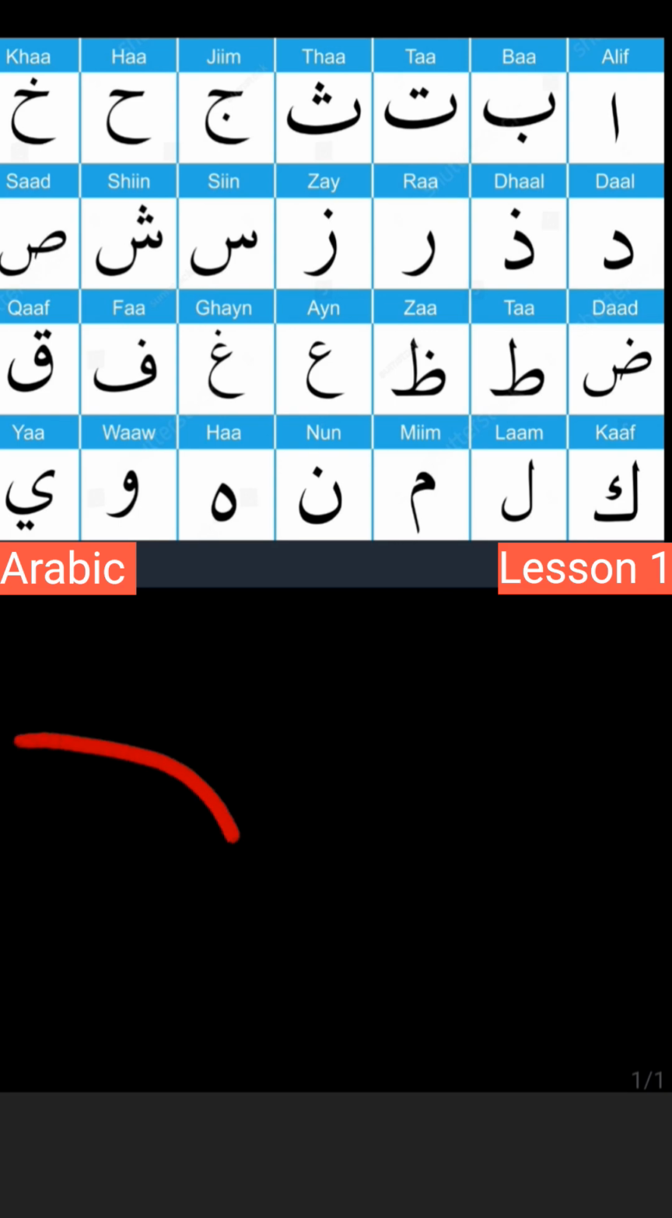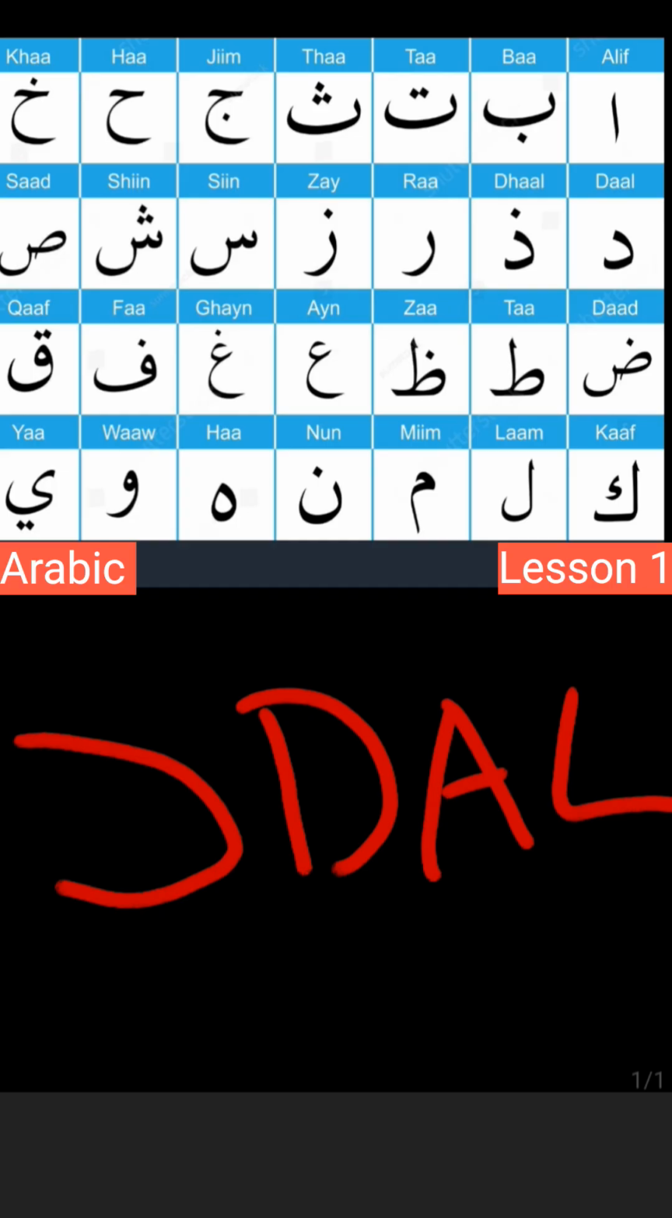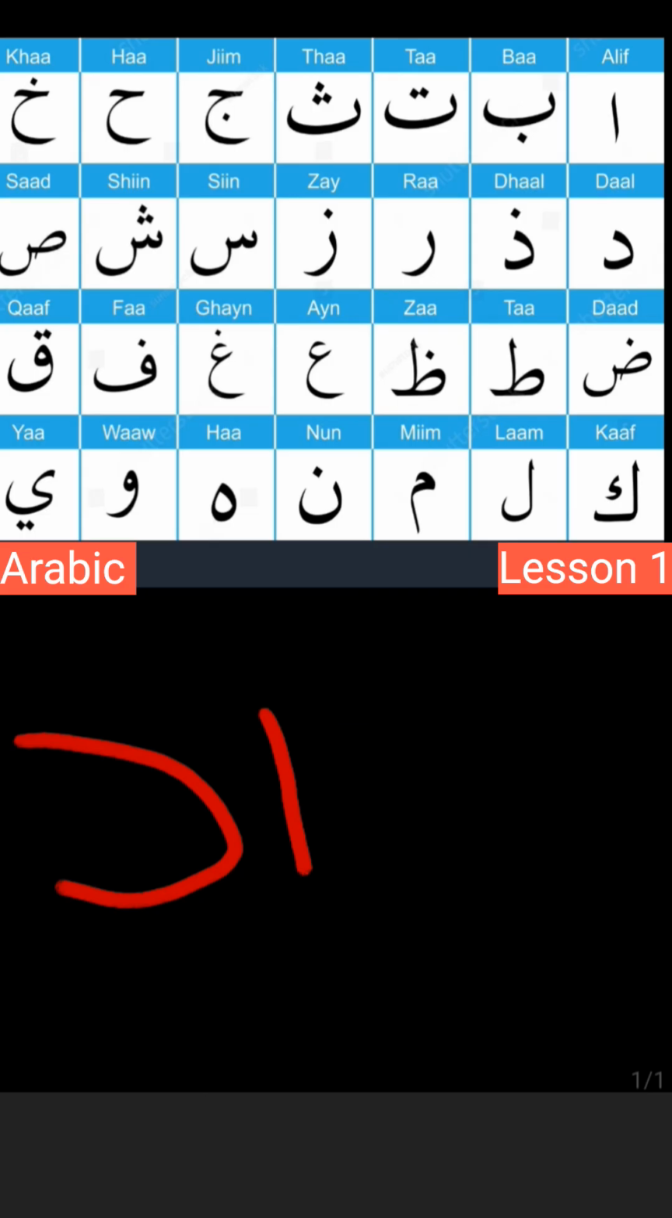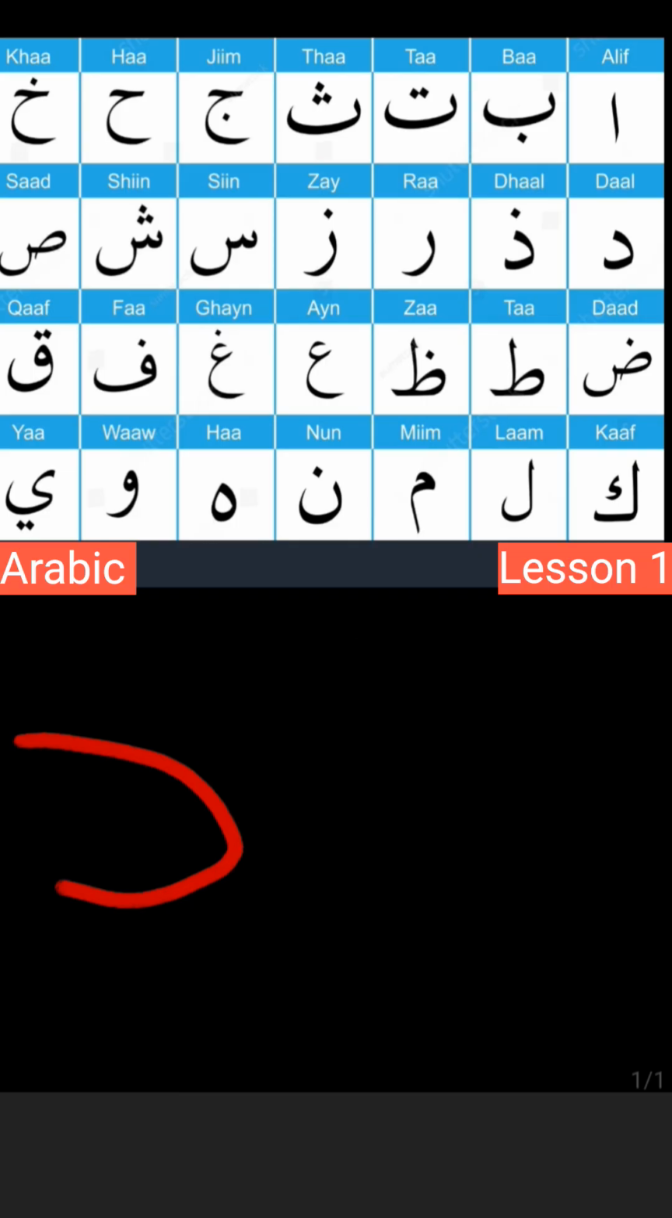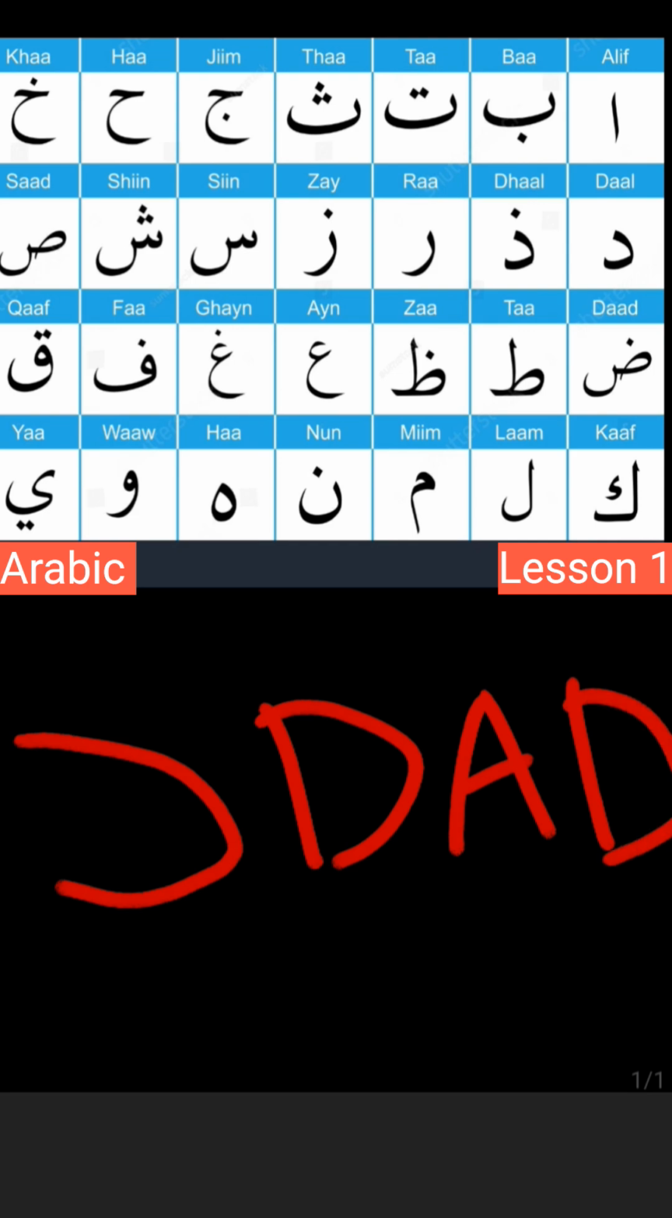So the eighth letter is Dal, and the name of the letter is Dal. This is the name of the letter, Dal. And there is an equivalent in the English language. It's more like the D sound, da. Like dad or dog. Let's go with dad. Dad.